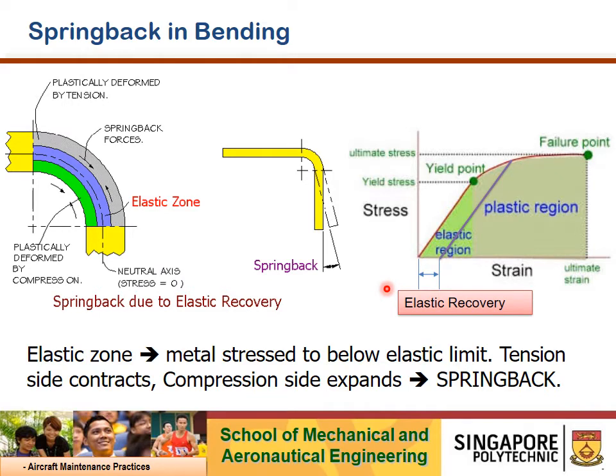One of the factors to consider when carrying out bending is the springback effect. When we bend the metal, it falls into the elastic zone, where the metal is stressed to below its elastic limit. In this case, the tension side of the material will contract and the compression side will expand, and this results in springback.